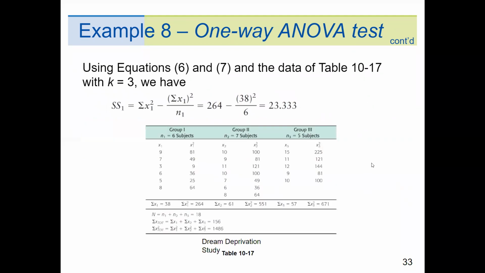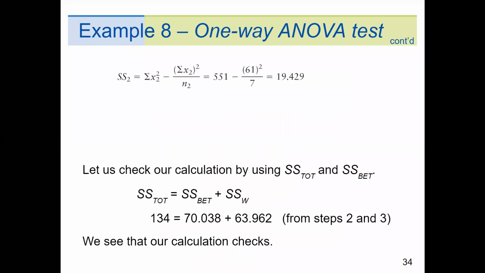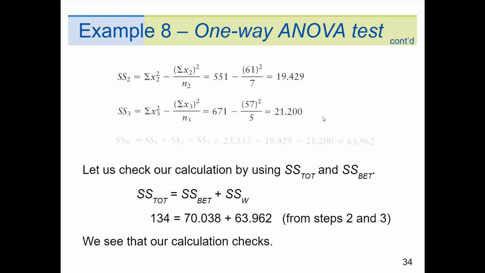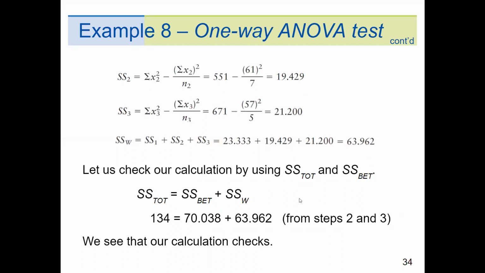Okay, so you're looking at SS1 equal to 23.333. So finally here, okay, it was 134. All right. Now why they chose to add these instead of just taking the 134 minus the 70.038, which gets you to 63.962 as well. So again, I don't know why they went around and did it this long way, but they did, so I guess you should too.